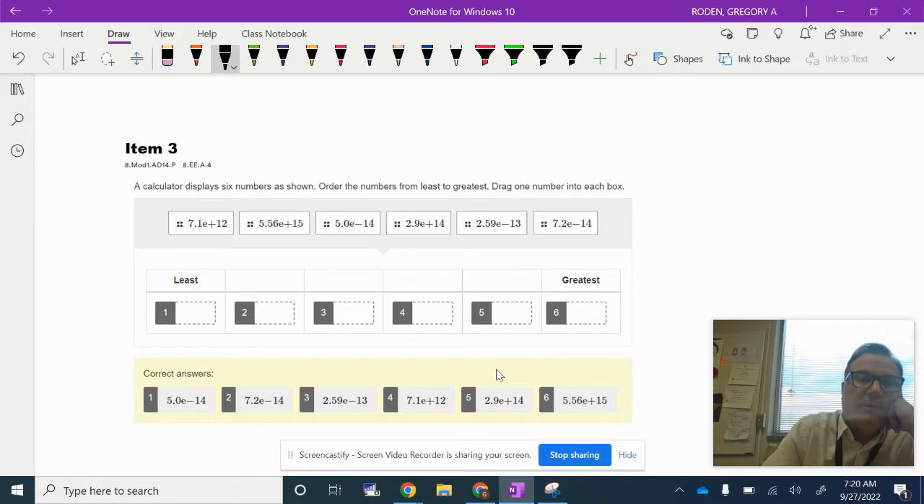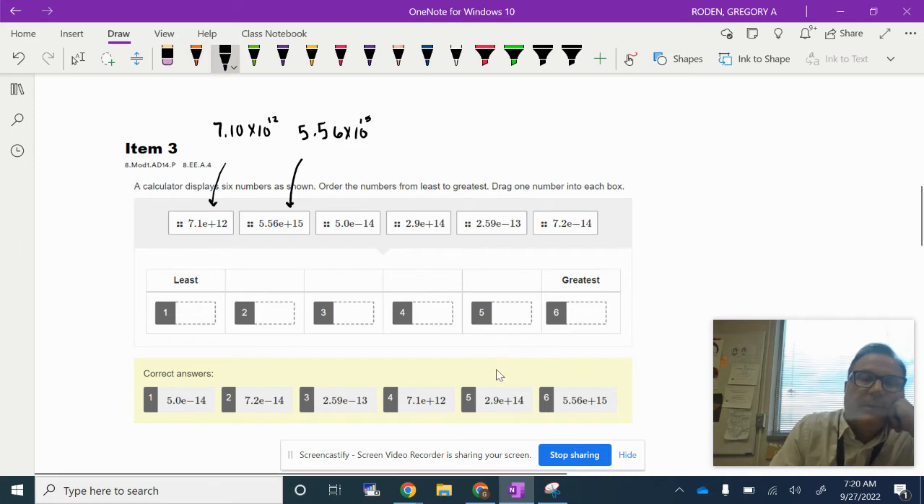Okay. So what I would do is I would say, okay, this guy right here is 7.1 times 10 to the 12th. That's that one. This one right here is 5.56 times 10 to the 15th. That's huge, right? That's that one right there. This one right here is 5.0 times 10 to the -14th.